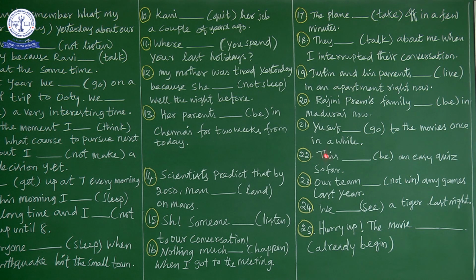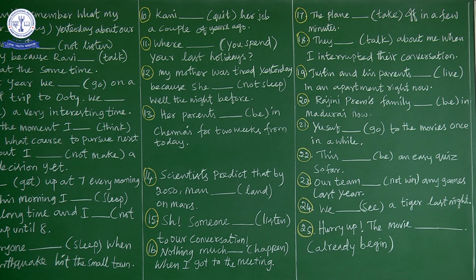Okay, 22nd. This dash been an easy quiz so far. Now what is the keyword? Whenever you find the words so far, you can directly go for present perfect tense. That is subject plus has or have plus past participle. This is a singular subject, so we have to go for has. Now we have to change be into the third form. What is the past participle of be? That is been, B-E-E-N. So this has been an easy quiz so far. That's how we go for present perfect tense.